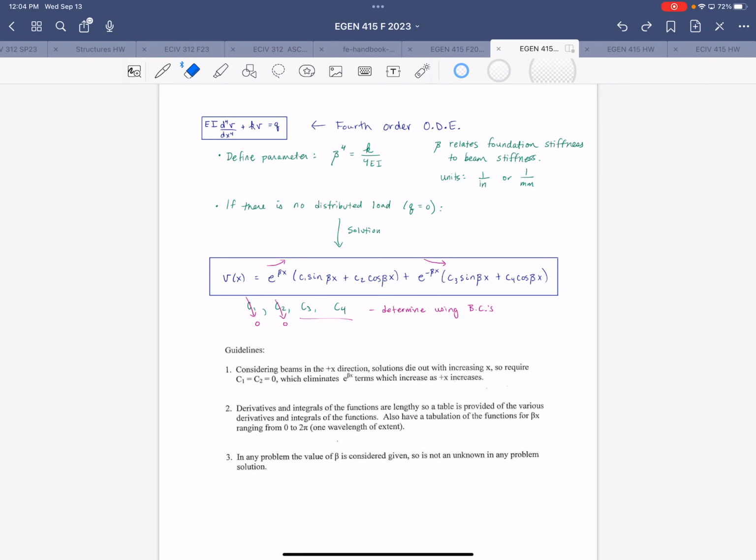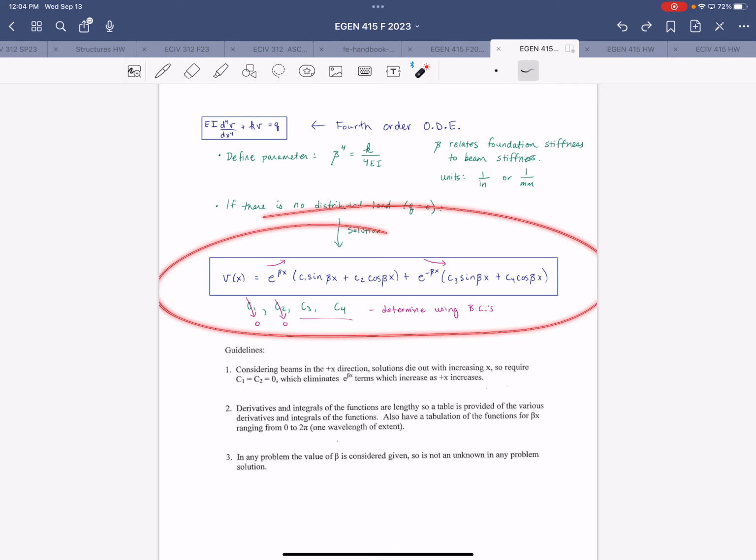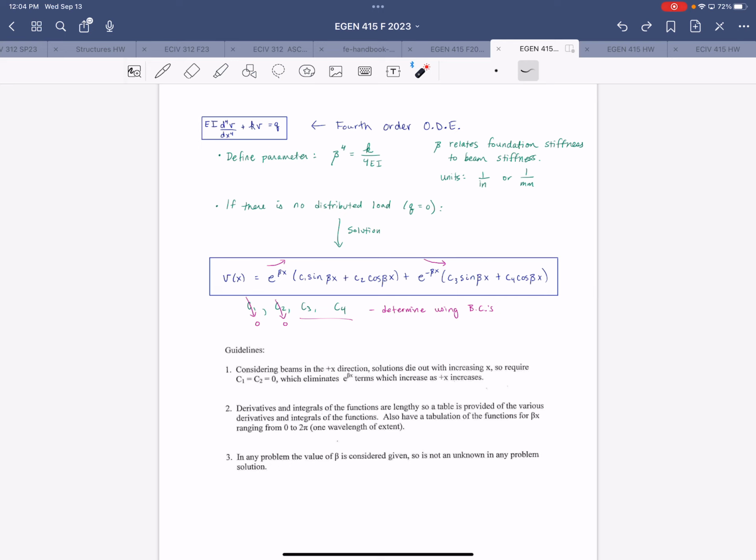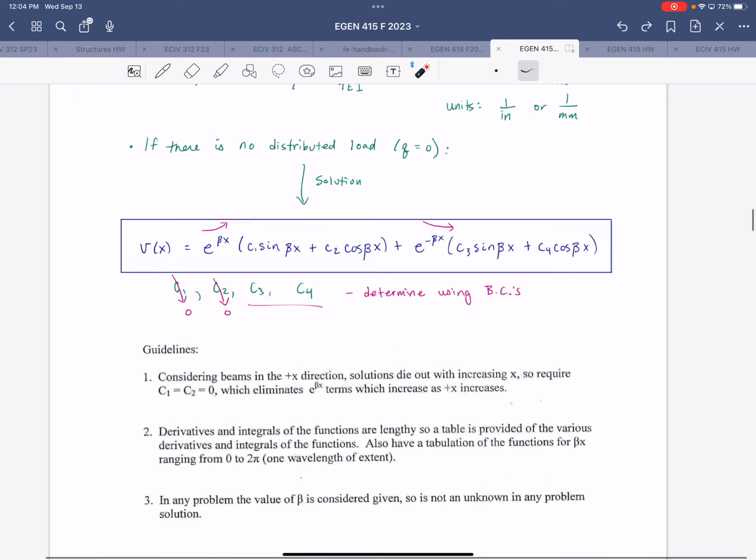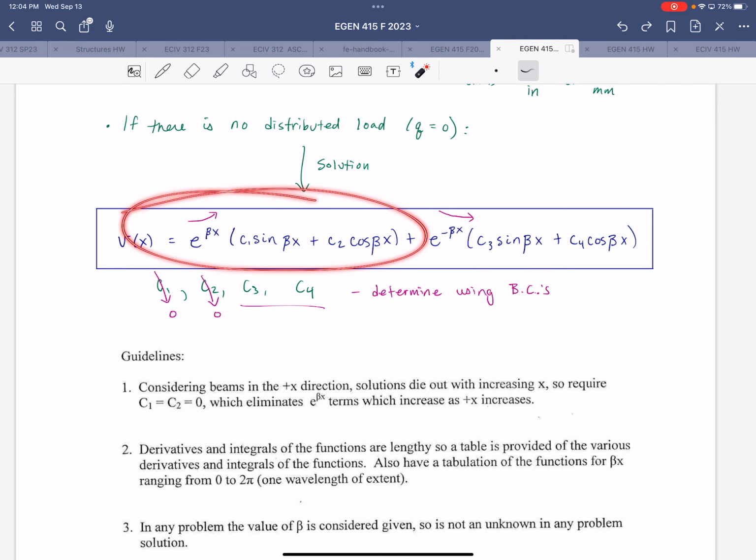All right. So last time we left off here with this general solution to the fourth order differential equation. And I talked about how that first term represents a solution that increases with x, but we want a solution that dies out with x, because x represents the position along the length of the beam, measured from the applied force or applied load.